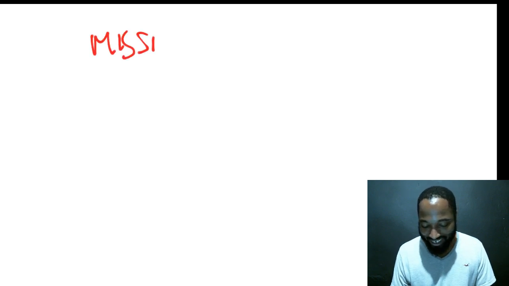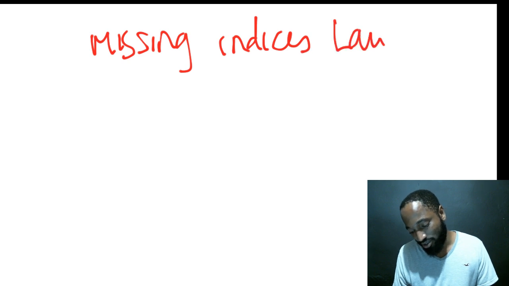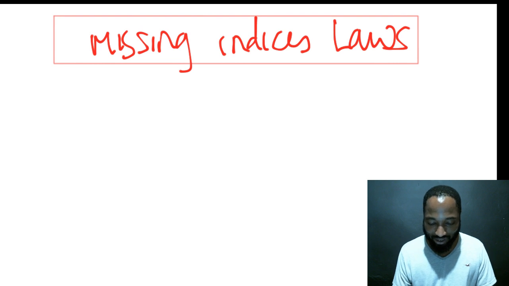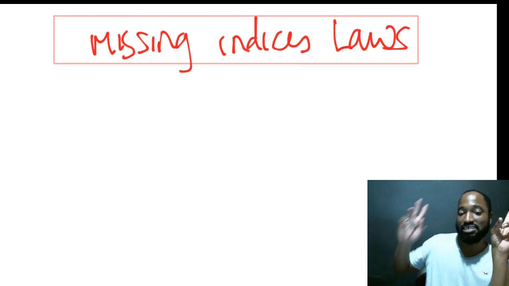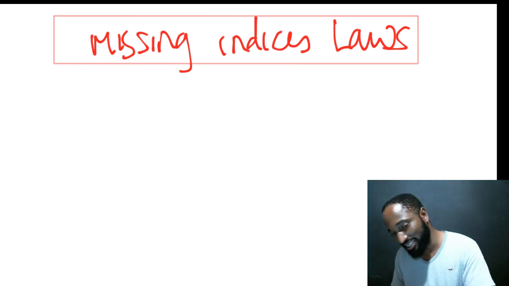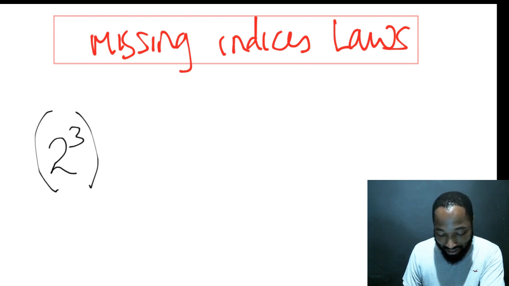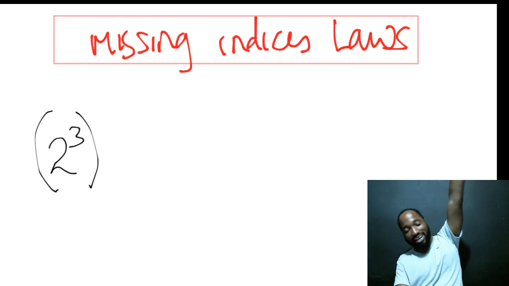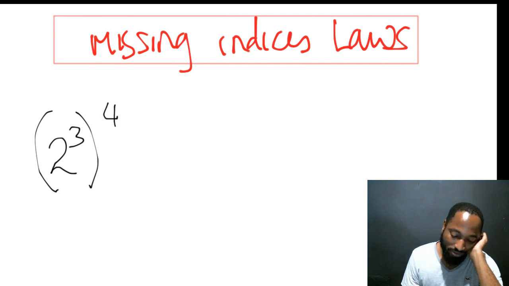Missing indices laws. So the laws that I missed out were the complicated laws in indices, the weird ones. So if I have 2 to the power of 3 and I decide I want to bracket up this whole thing and raise it to another power again, 2 to the power of, let's make it the same number, 4.